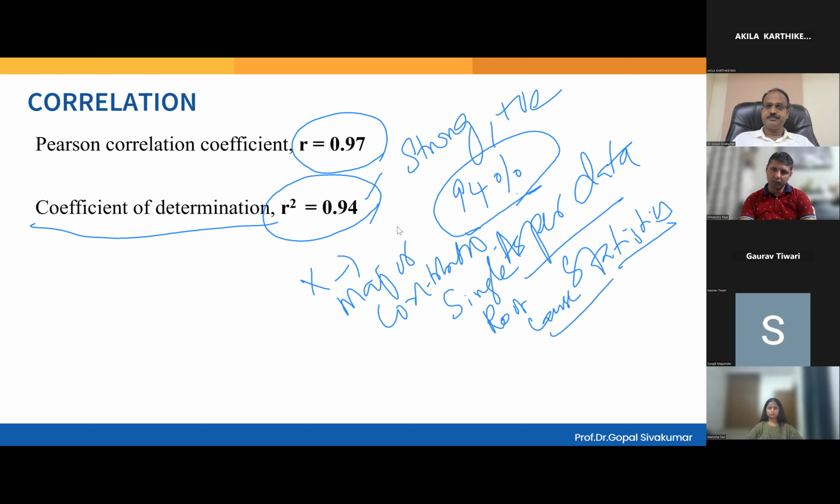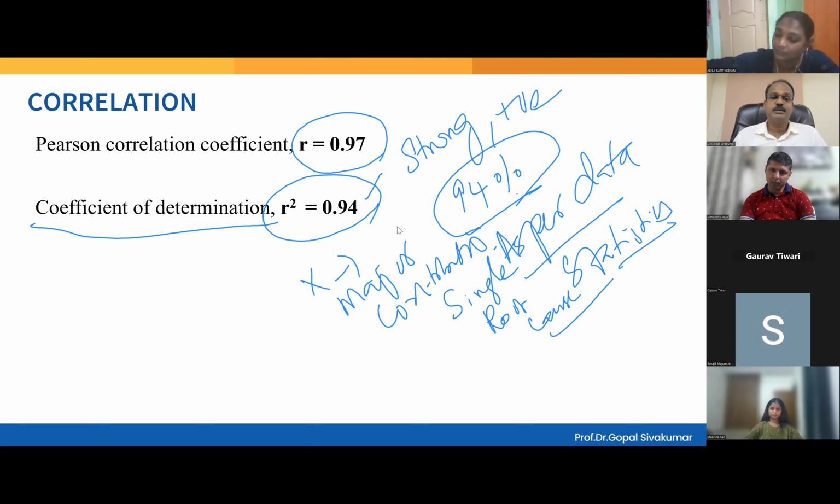Useful information? According to the statistics, please note, common sense is always common sense. According to the current condition, what is our data saying? 94% of the reason for your obesity is the calories consumed. So if you control the calories, you will be at your ideal weight.